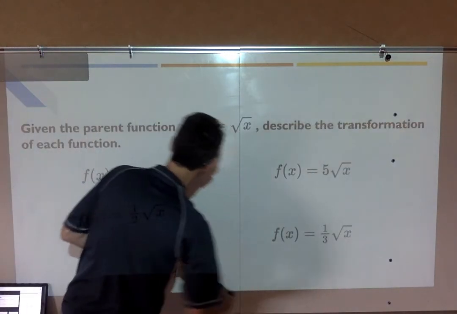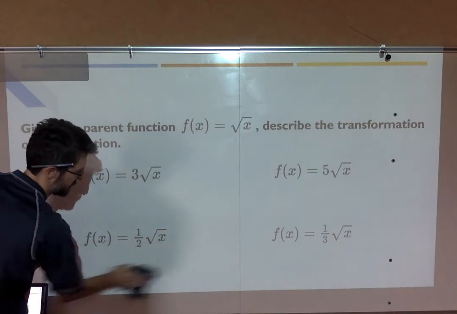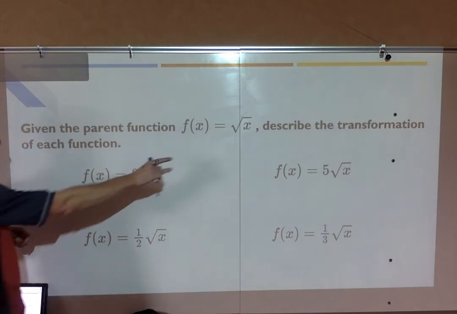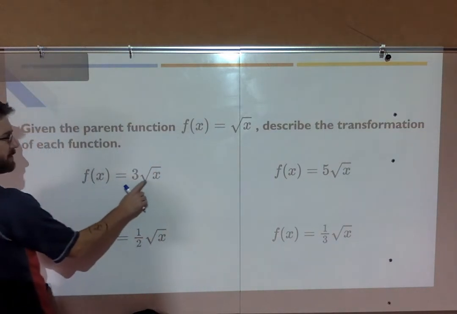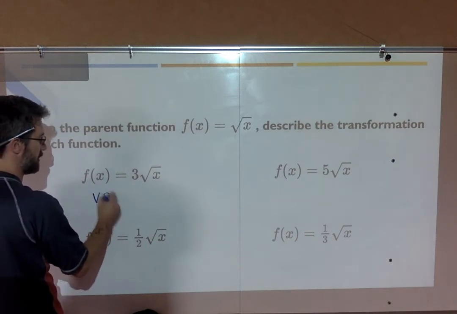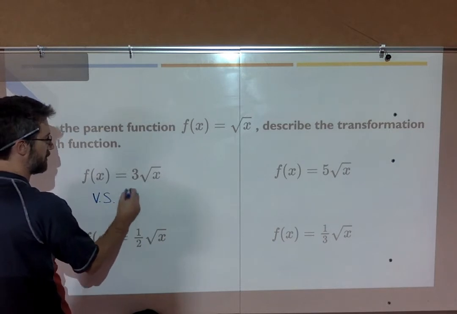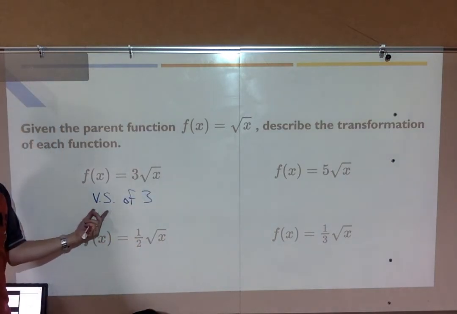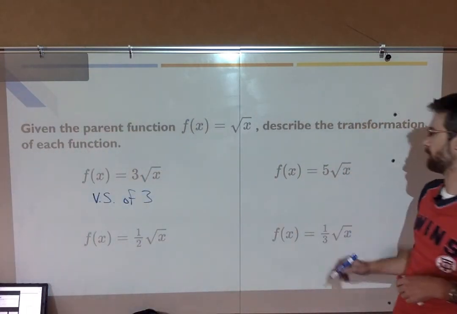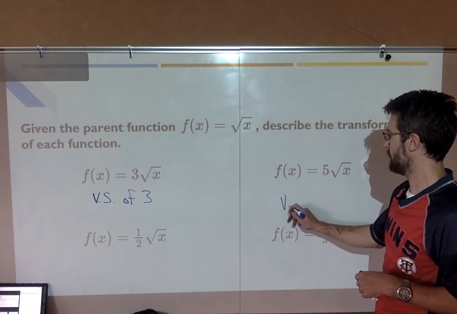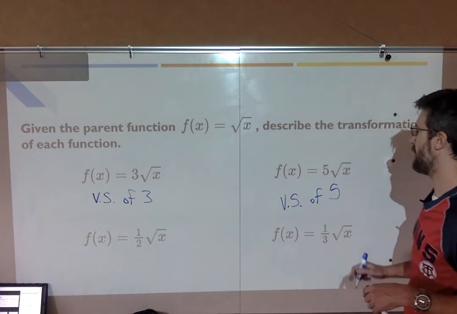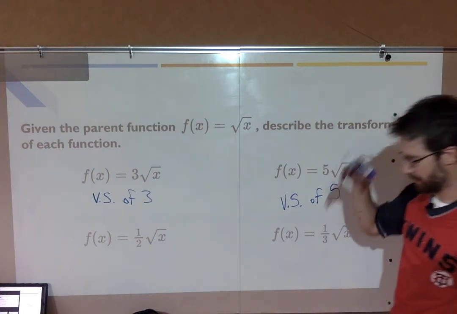All right, so stretches. Stretches are kind of nice because there's not a lot to it. We're going from our parent function of square root of x to now 3 times the square root of x. 3 is multiplied on the outside, so that tells me it's a vertical visitor. Vertical stretch of 3. Feel free to abbreviate as much as you see fit, because I'm going to as well. So VS for vertical stretch. Same thing here, vertical stretch of 5. That 5 on the outside means it's going to stretch by a factor of 5.